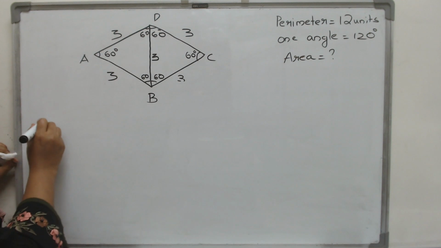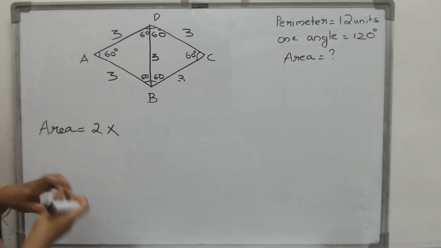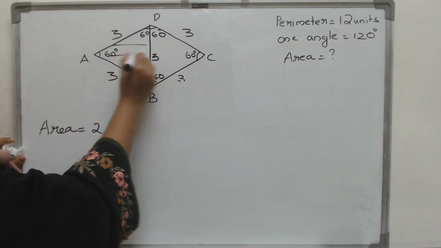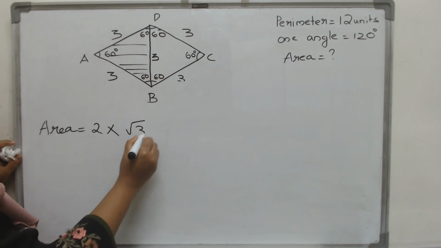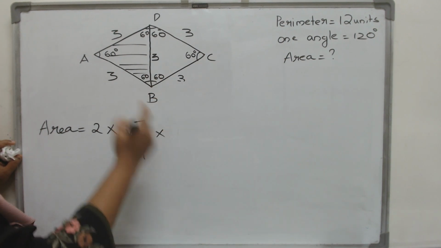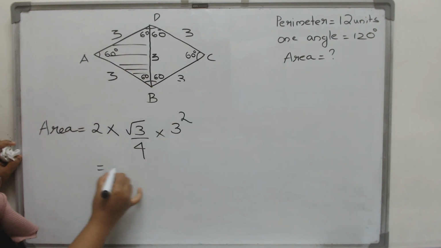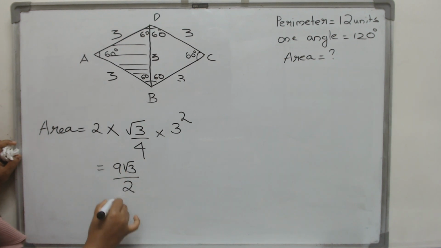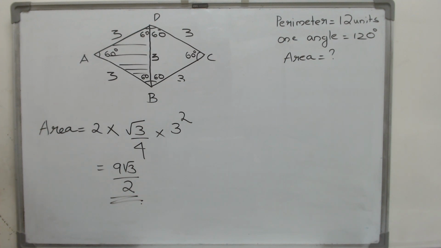Then the area of the rhombus is going to be 2 times just this one. I'll just randomly take this one triangle. It is going to be 2 times this triangle, which is what? Root 3 by 4 into 3 square. Each of its sides is 3, so it is 3 square. So our answer is this. This is the area of the rhombus.